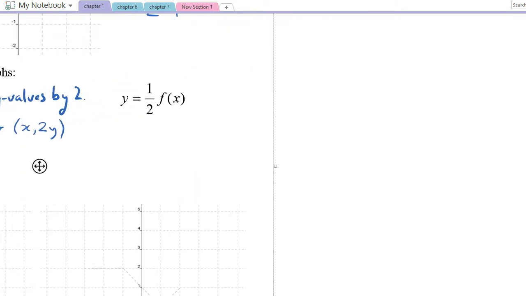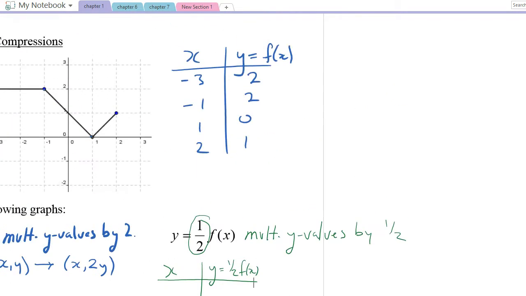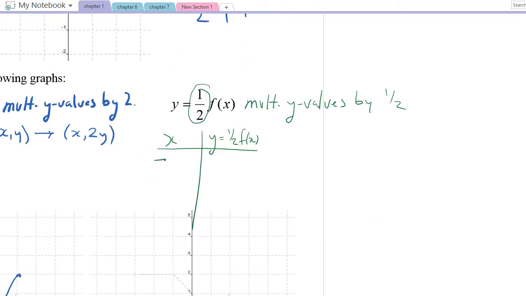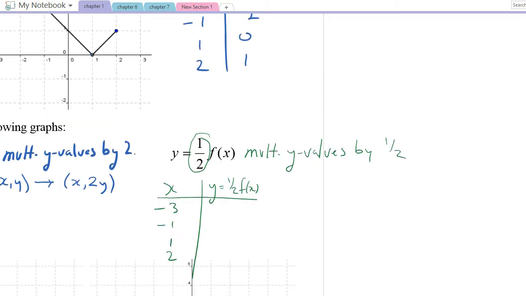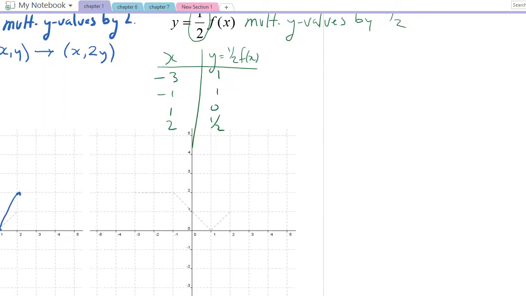Alright, let's do this one. Let's use green for this. Not too surprising, I don't think, that what we're going to do here is multiply the y values by 1/2, by this half right there. So if we have x, and then y is equal to 1/2 f of x, -3, -1, 1, and 2, and then we had 2, 2, 0, 1, so I get 1, 1, 0, 1/2. Again, this is my original function done for reference, so if I'm multiplying this times 1/2, it kind of goes like that.